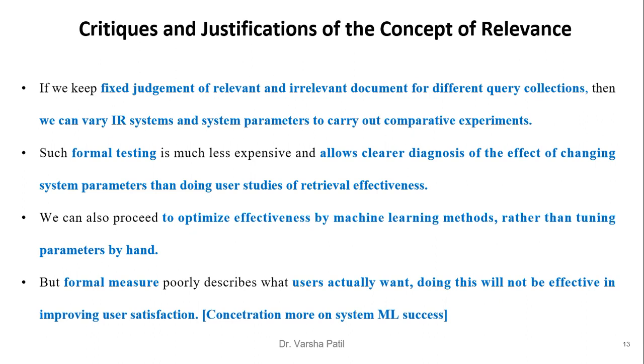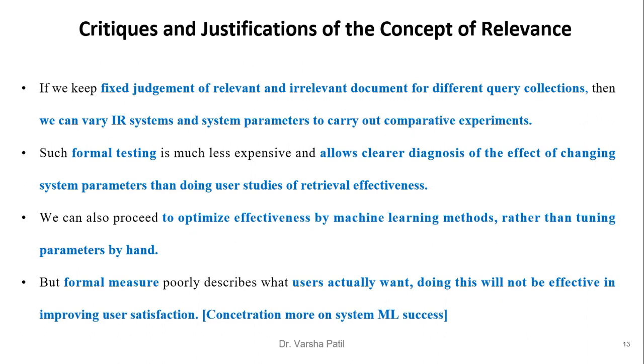Now the next portion is theoretical, that is, critics and justification of the concept of relevance. If we keep fixed judgments of relevant and irrelevant documents for different query collections, then we can vary the IR system and system parameters to carry out comparative experiments. For example, when we perform step 1, that is assessing relevance, for a fixed number of queries we are getting fixed judgments of relevant and irrelevant, and that is justified by the judgment also.